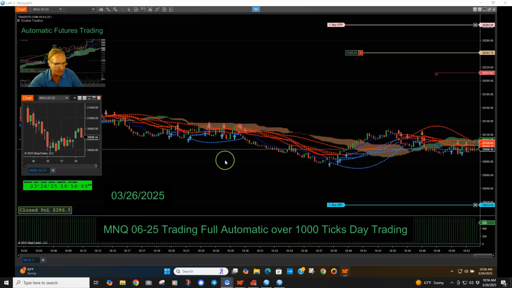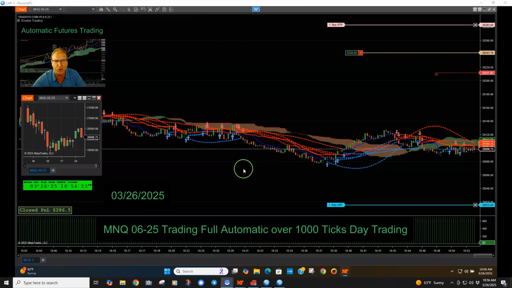Where have we been so far? So far, we have 572 ticks in closed P&L. That's right, in closed P&L already. 572 ticks, and we're up over 500 ticks in an open P&L. So at the current time, we're up 1,000 ticks. Okay, 1,000 ticks on a future.